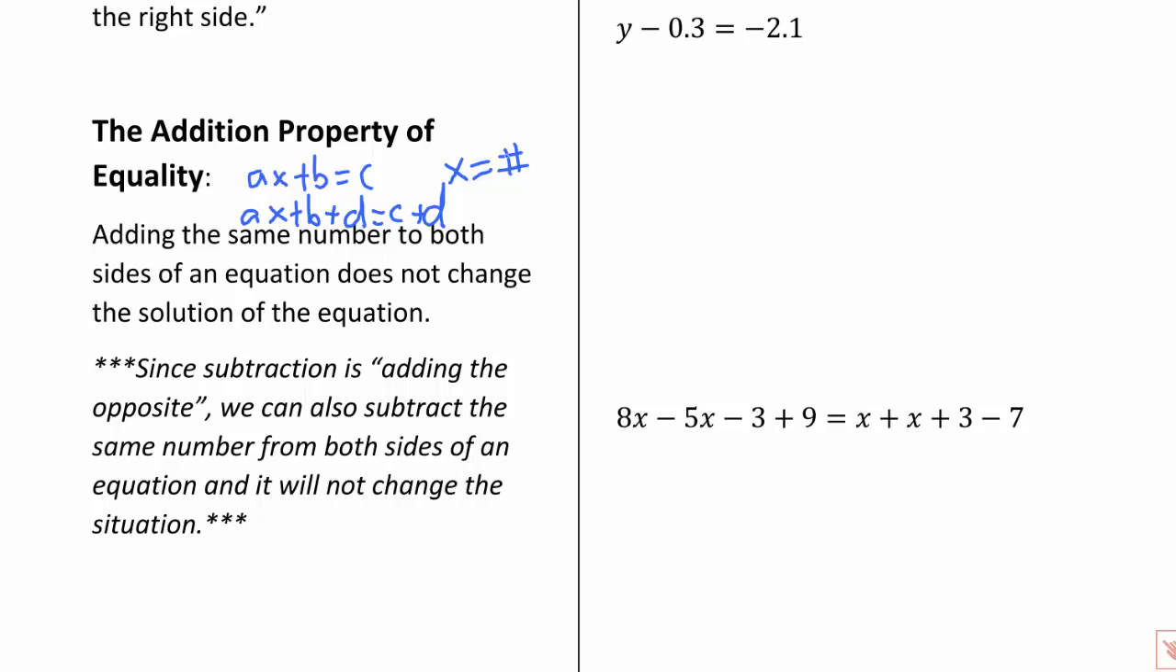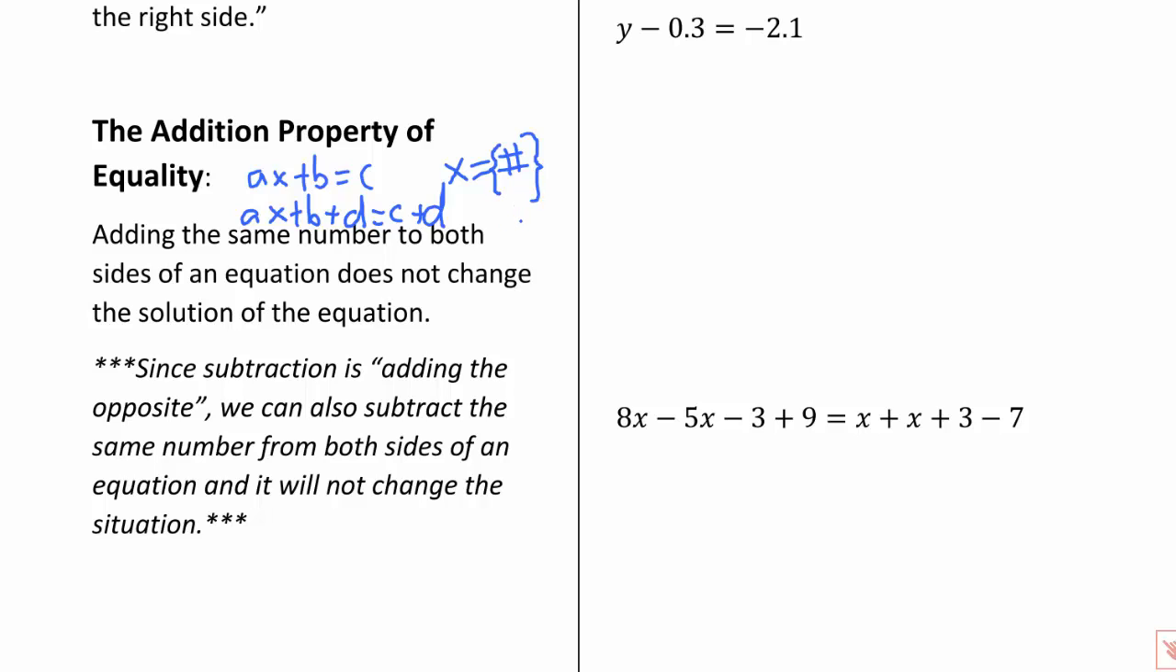Whenever I write down the solutions, there's one thing we need to remember. Solutions need to be in set form. So the open set bracket, the number, and the close set bracket.